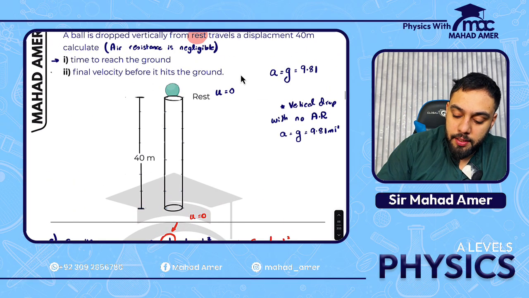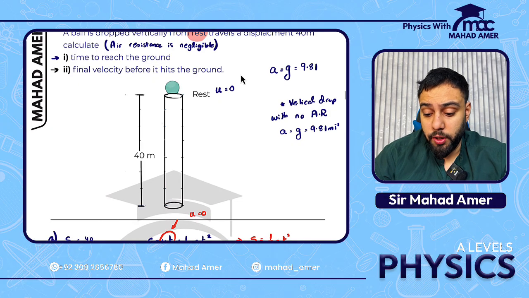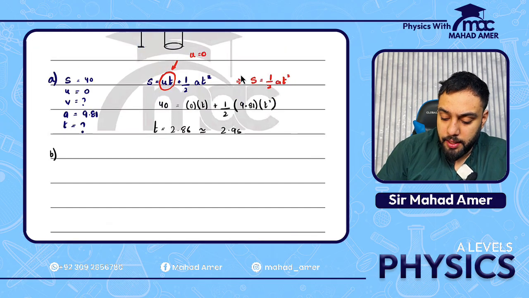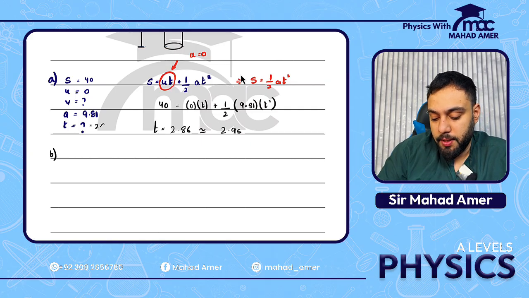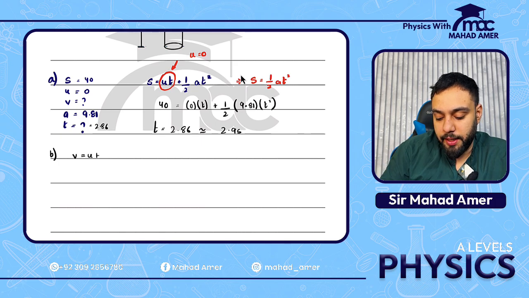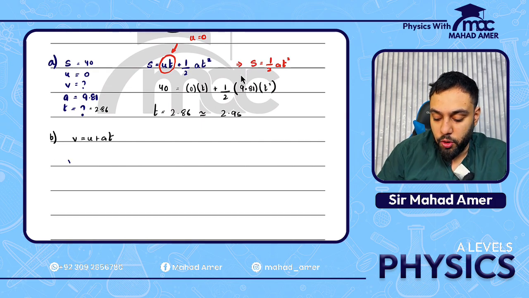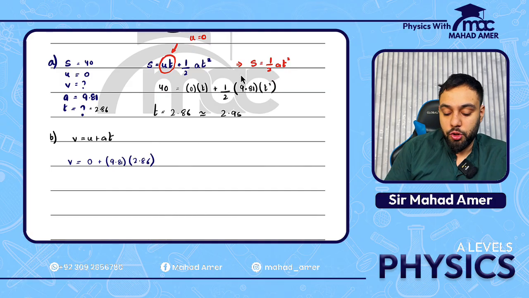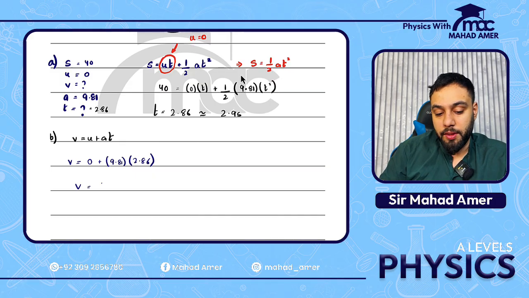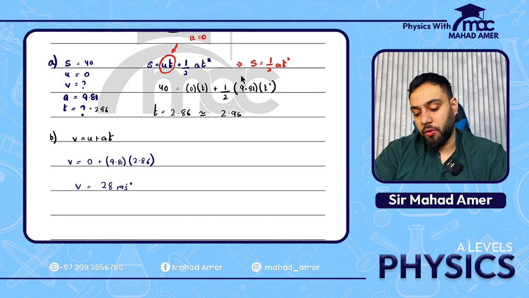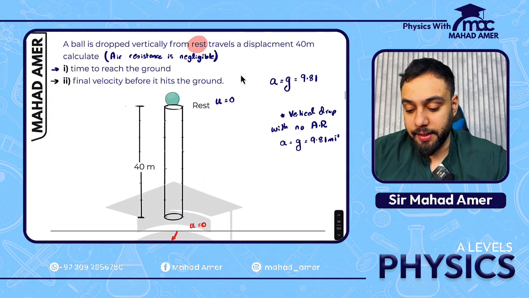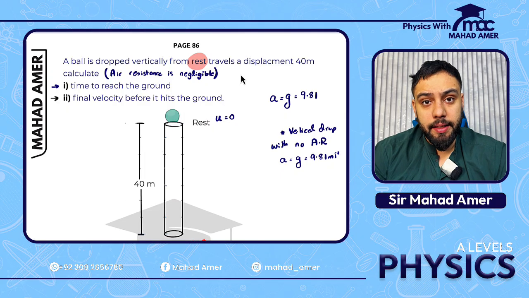Moving on. For the second part, I need the final velocity before hitting the ground. So for B, I now have T, that's 2.86. I need V, so V is equal to U plus AT can be used. I've got initial velocity already, that is 0, plus acceleration is 9.81, and I just calculated the time 2.86. So I can just multiply 9.81 by 2.86 and you get the value of velocity, that would be 28 meters per second. So this is some basic understanding of a vertical drop that I think is very important.